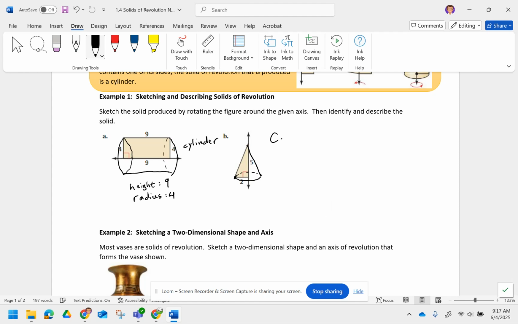This one is a cone. And this cone has a radius of 2 and a height of 5. All right, so that's drawing them.